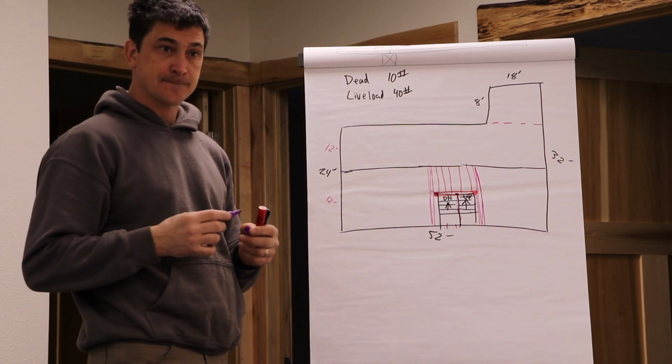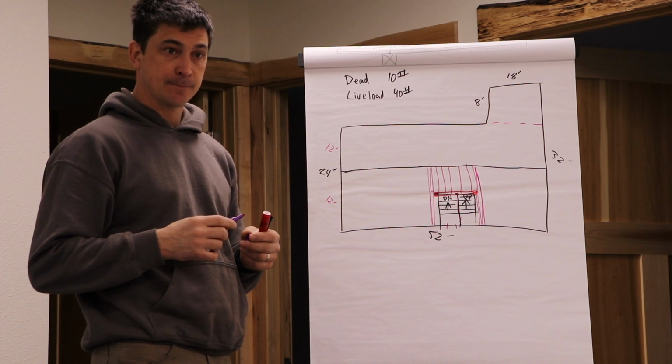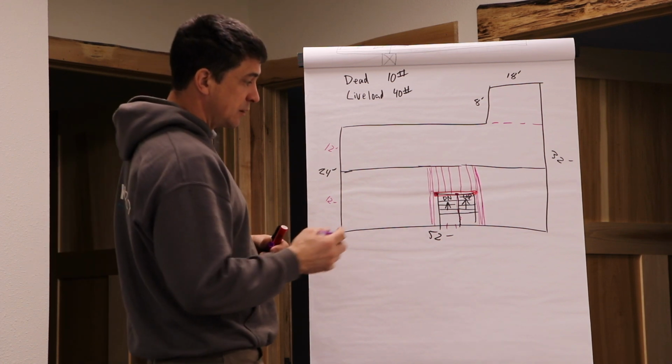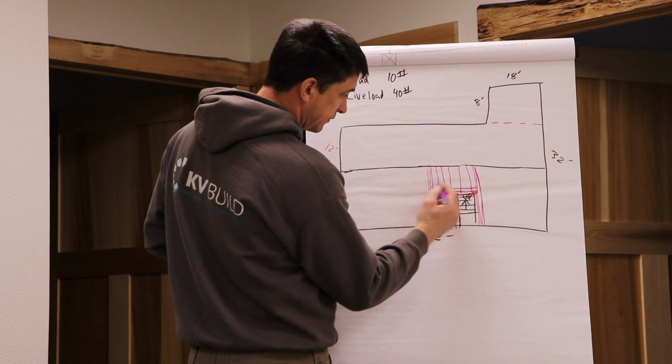Could you even just turn the joists sideways and put them crossways, or do they all have to run the same way? So in between here, could you run the joists like this? Yeah.